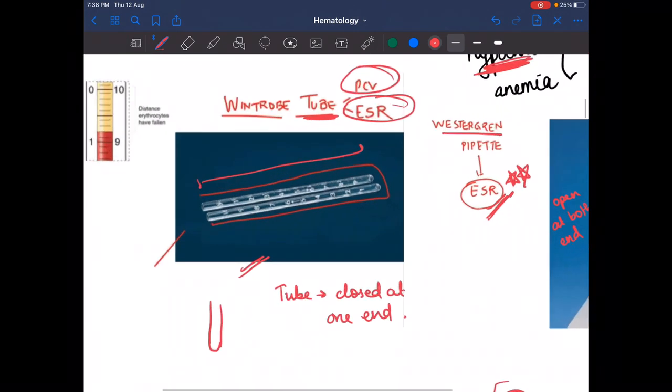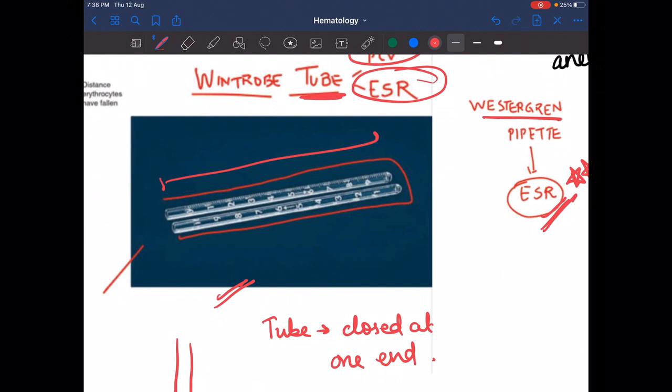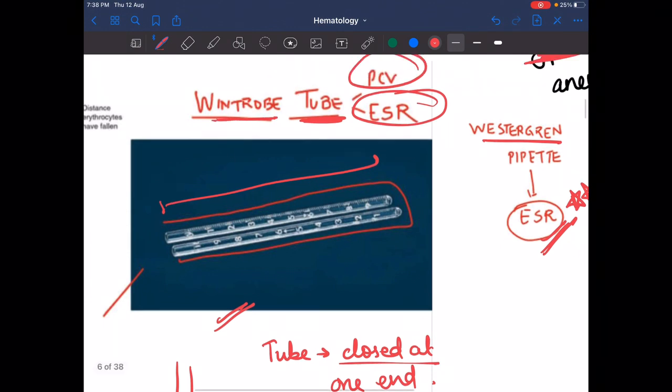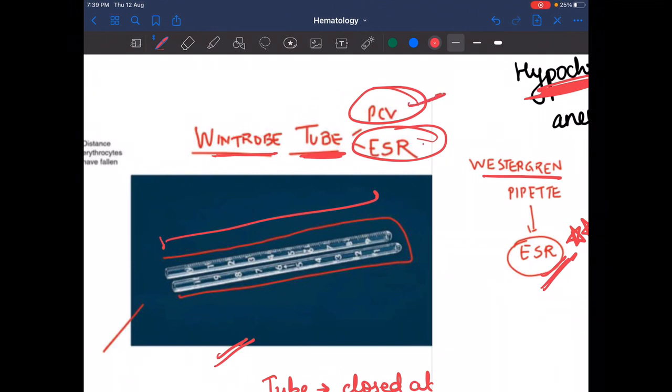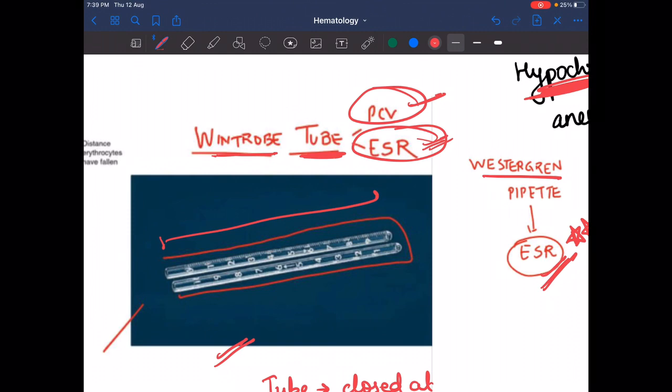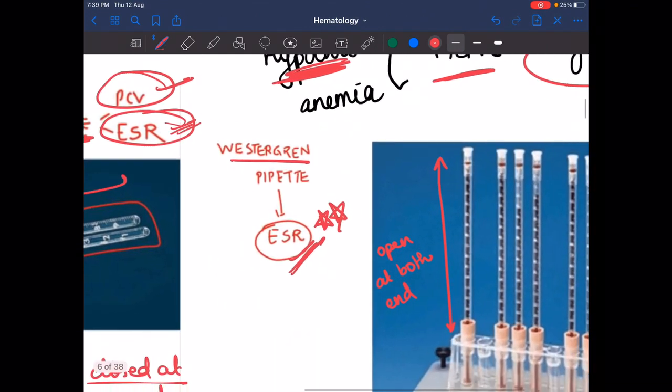So here, as we see, this is a tube because it is closed at one end. So this is a tube closed at one end, and the name of this tube is Wintrob tube, which is helpful in checking the value of packed cell volume and ESR. Packed cell volume and ESR can both be checked by the Wintrob tube, and this is a short tube as compared to the Westergren pipette. I will show you this.